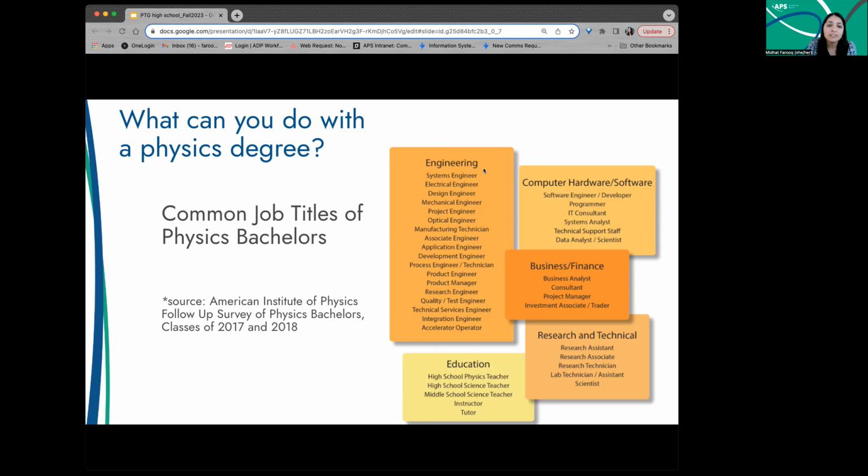For example, you can have different types of engineering roles like optical engineer or research engineer, or you can do quality testing, right? You can even go into computer hardware and software roles, like go into IT, go into programming, data analysis, data science. You can go into the business or finance sector. You can do research work, and you can do a lot of different types of education jobs. Feel free to call out whichever of these makes sense to you and you think might be interesting for your audience.